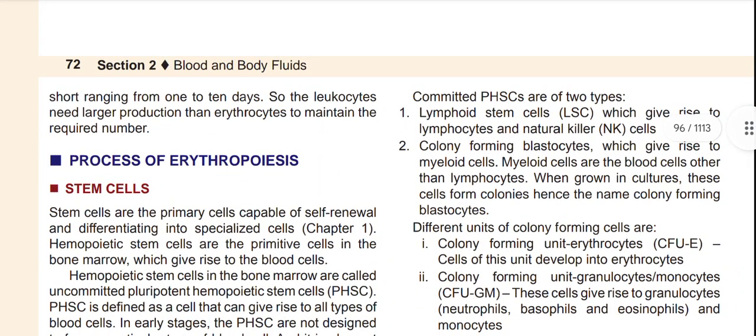Now, committed pluripotent hemopoietic stem cells are also of two types. One is lymphoid stem cell, which gives rise to the lymphocyte and natural killer cells, and another one, the colony forming blastocytes, which give rise to the myeloid cells. And myeloid cells are the blood cells other than lymphocytes. When grown in culture, these cells can form colonies, hence the name colony forming blastocytes.